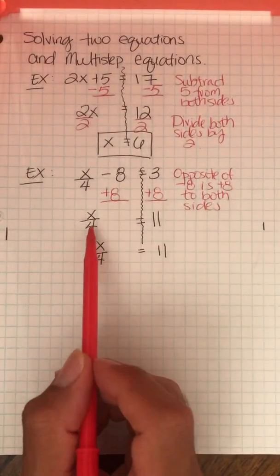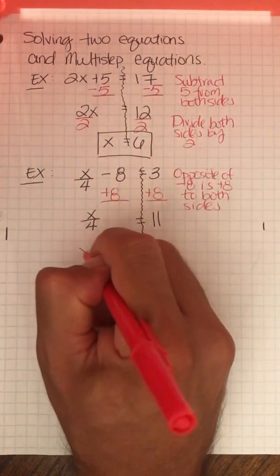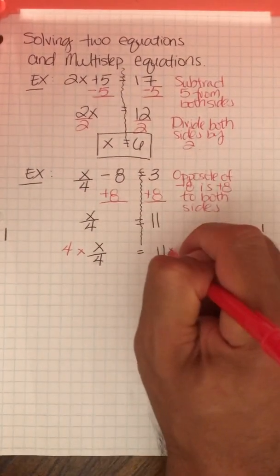Again, the opposite of division is multiplication. So I'm going to go ahead and multiply by 4.